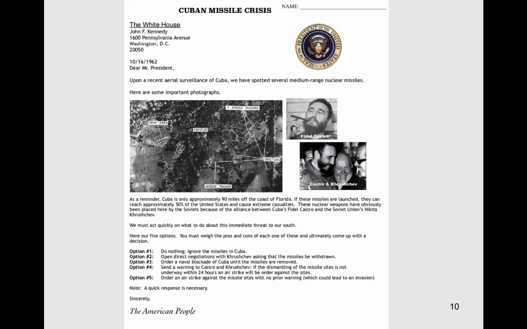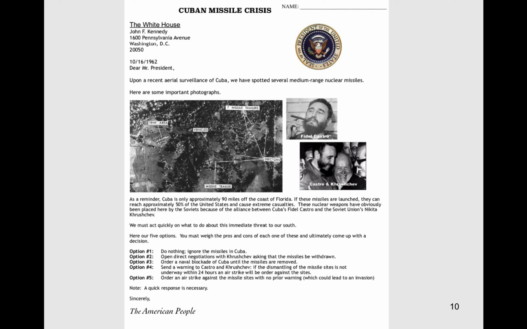This is from the CIA, and they are showing you, Dear Mr. President, October 16, 1962, recent aerial surveillance of Cuba has spotted several medium-range nuclear missiles, and you can see where those missile sites are, the leader of Cuba, Fidel Castro, the leader of the Soviet Union, Nikita Khrushchev. And as it says underneath the pictures, as a reminder, Cuba is only approximately 90 miles off the coast of Florida. They could reach approximately 50% of the United States and cause extreme casualties. So we need to act quickly.